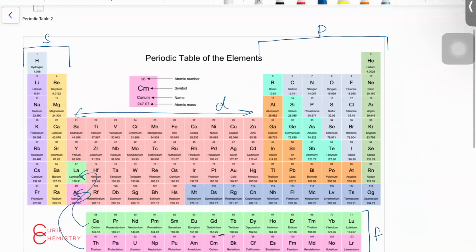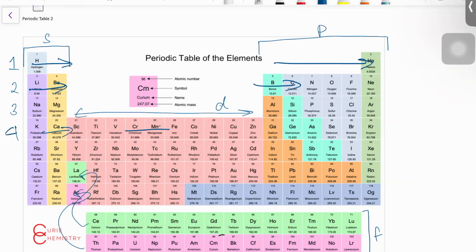So each row in the periodic table represents an energy level. So this one here is going to be energy level 1, energy level 2, energy level 3. And then because there's an S block and a P block in the first energy level, and S and P, and then when you get to energy level 4, there's S and there's D and then there's P, there are different orbitals that can exist in the same energy level.